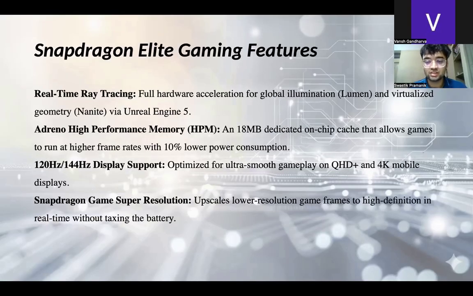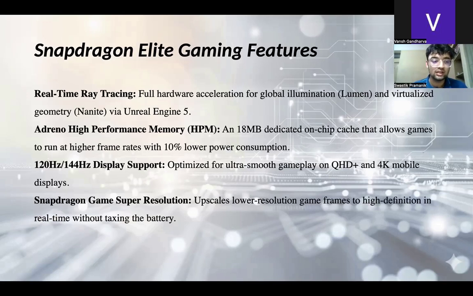Yeah, the gaming features. Gaming features are one of the most important features that generally students see. So let us move to the gaming performance. This processor is designed to deliver console level gaming on mobile devices. It supports real-time ray tracing, which improves lighting, reflections, and shadows for more realistic graphics, and it is combined with Unreal Engine 5 technologies like Lumen for lighting, as well as Nanite for detailed geometry.